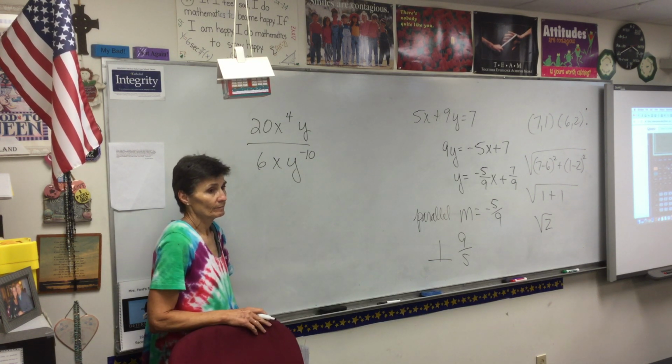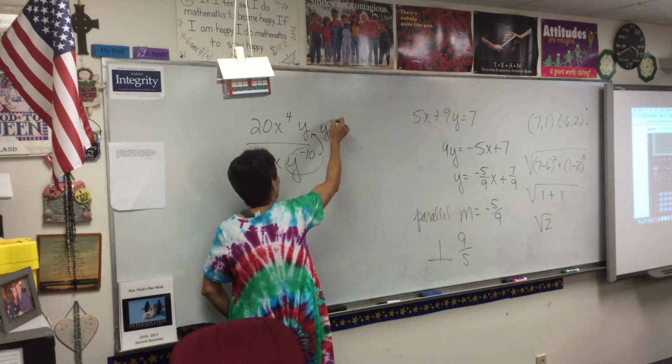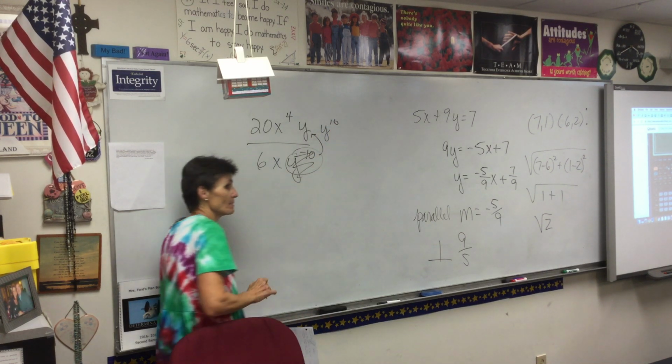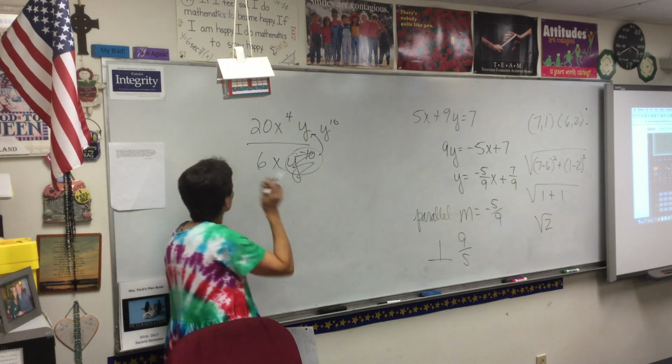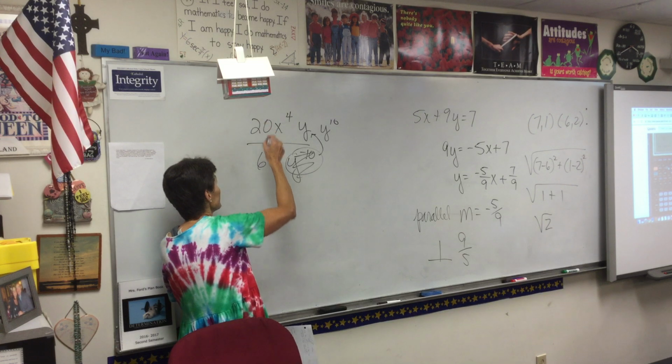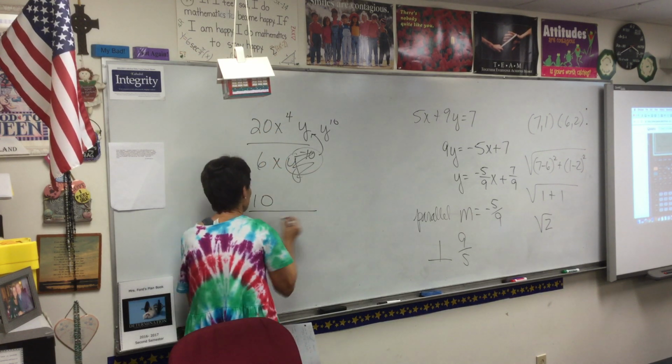What are we gonna do? Yeah, that's what I'm gonna do. I'm gonna take that guy to the top, so I don't have to mess with negative exponents. Next, I'm gonna divide by 2. Now I'm ready to start reducing, so 20 over 6 will be 10 over 3. Yep.